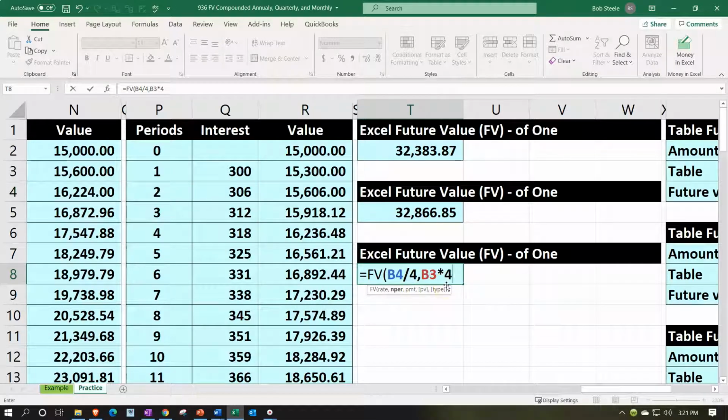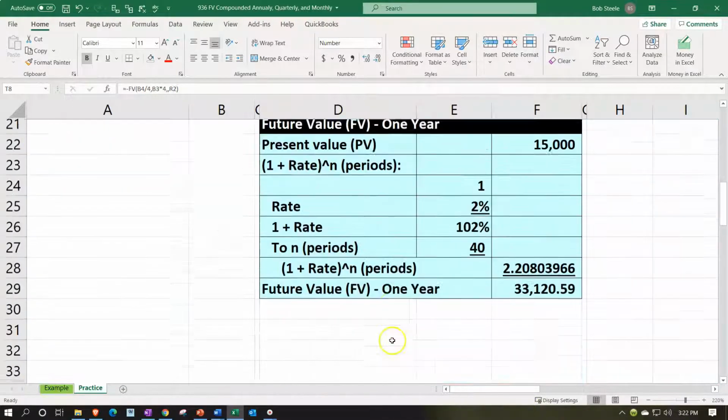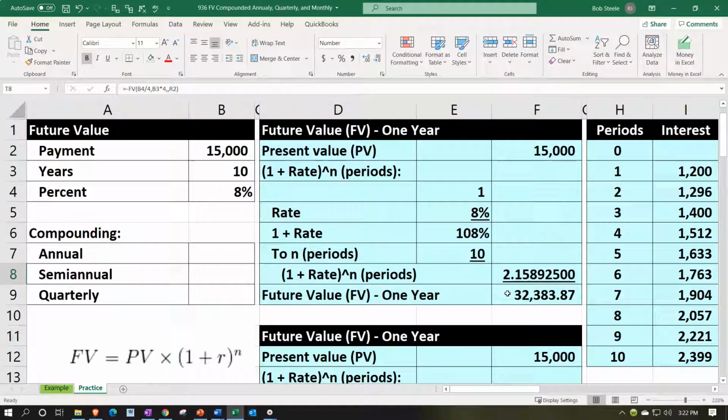So you'd think if it was just multiplication that it might come out the same, but it's not. It's a function here, so it's not going to come out exactly the same because of that. So we're going to say comma, comma. The present value is going to be the 15. I'm going to put a negative before the F to flip the sign, making it a positive number as a result. And there we have the 33,120.59.